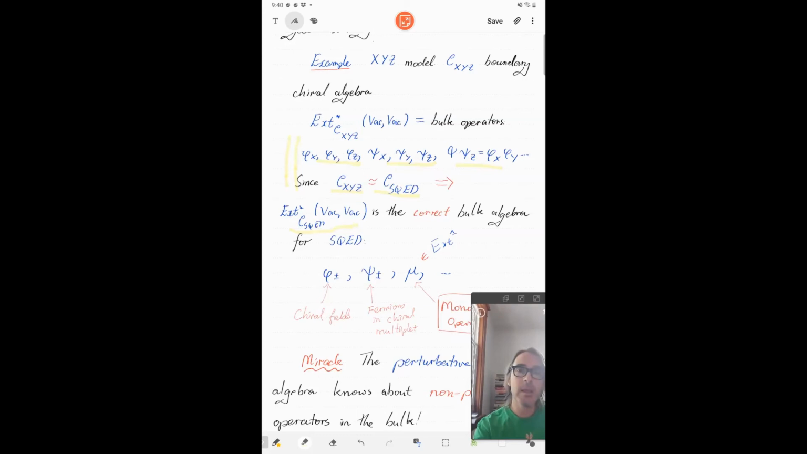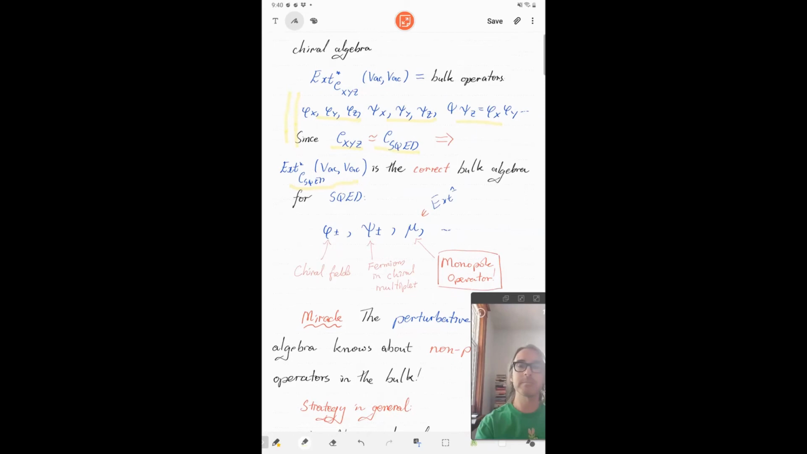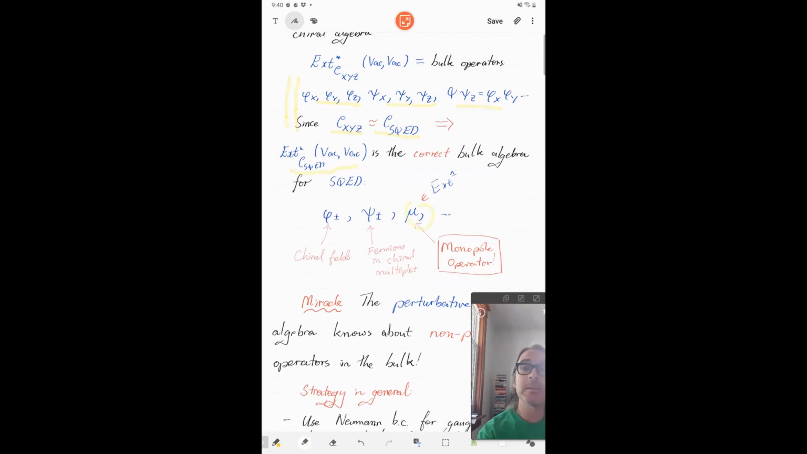Now we see something kind of remarkable. Even though the boundary of the SQED model was really perturbative, we didn't insert any non-perturbative operators at all, we found the correct bulk algebra, including the monopole operator. The point is that the monopole operator is one of the three fields X, Y, and Z, and you can track through where it comes from.